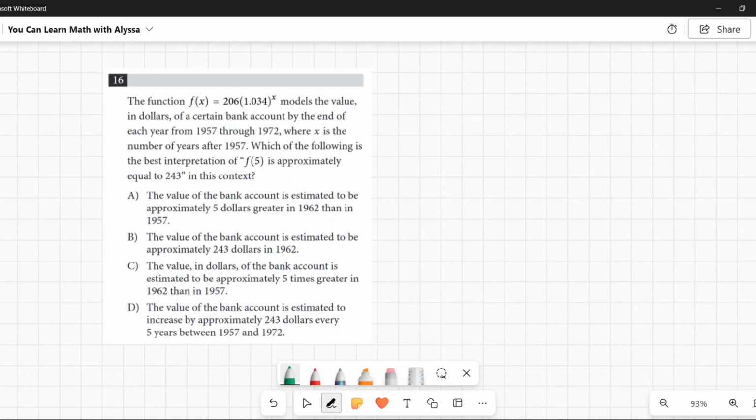Number 16. The function f of x equals 206 times 1.034 to the power of x models the value in dollars of a certain bank account by the end of each year from 1957 through 1972, where x is the number of years after 1957. Which of the following is the best interpretation of f of 5 is approximately equal to 243 in this context?